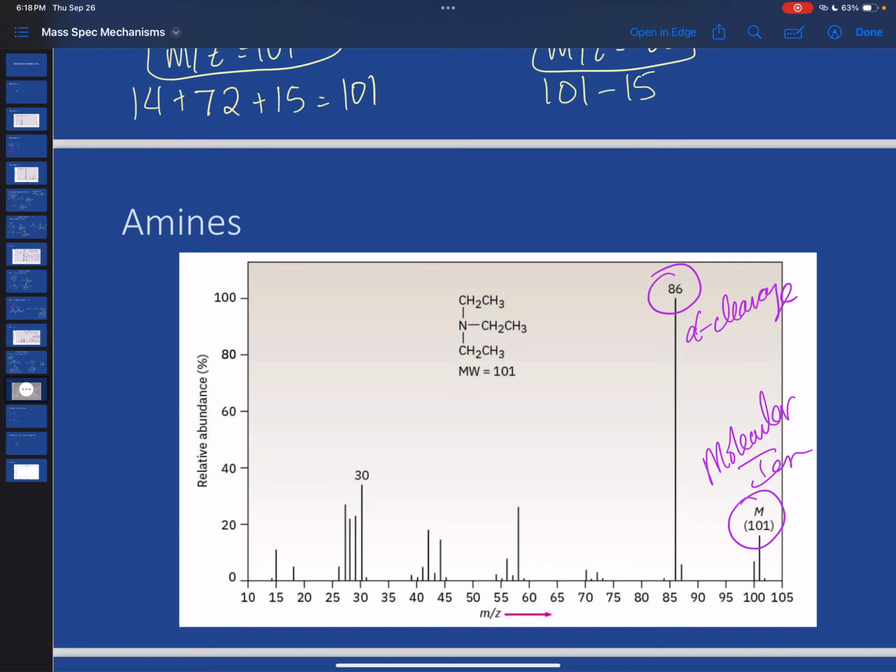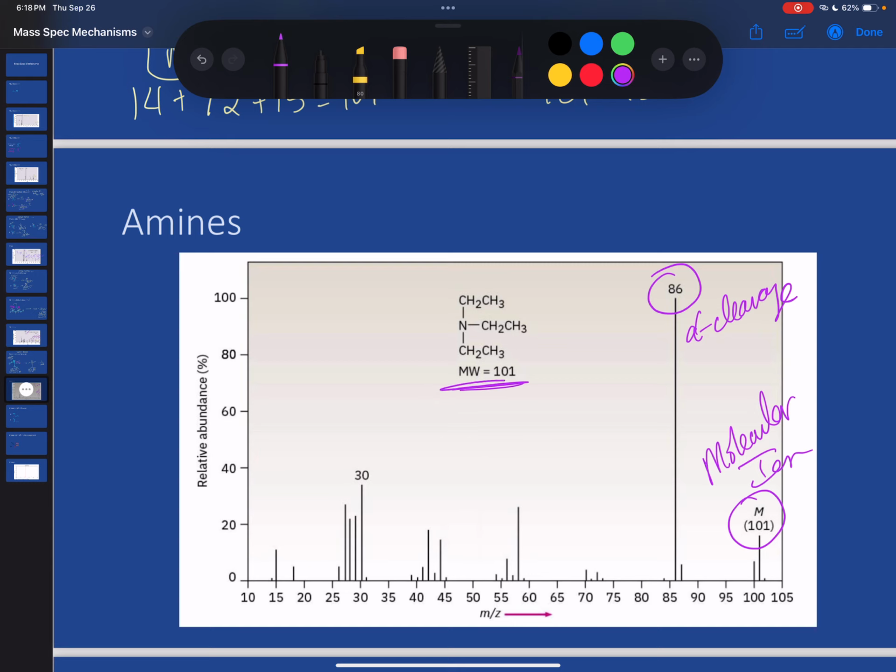And then don't forget, with our amines, if you have an odd number for that molecular ion peak, that is a hint that you have an odd number of nitrogens. But don't think an even number tells you that you don't have any. An even number just means you could have an even number of nitrogens. All right, so hopefully that was helpful with our amines.